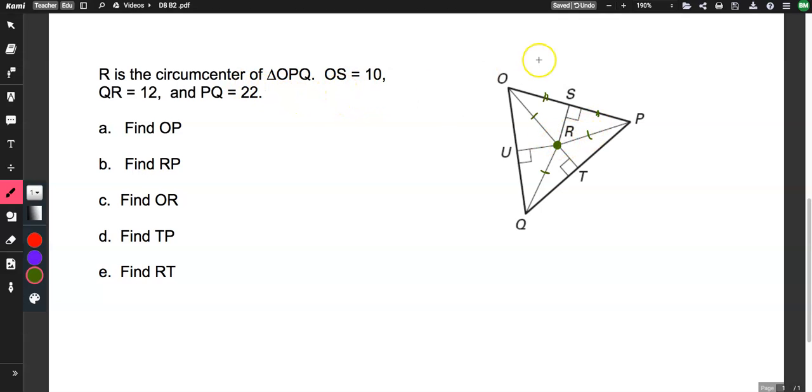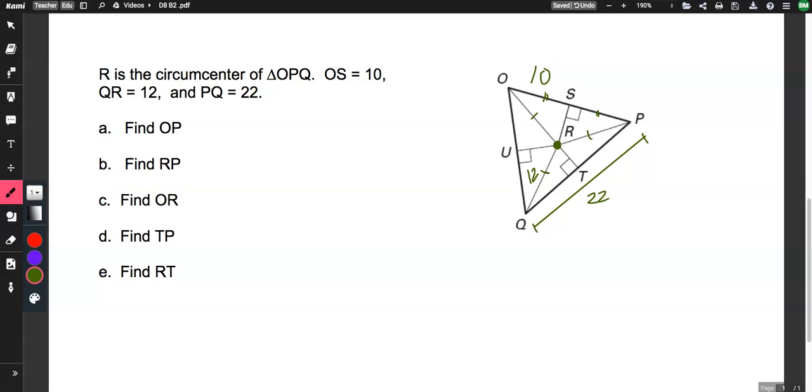It says OS equals 10. QR equals 12, put that on our picture. Labeling the picture is going to help you the most when you're doing any problems in geometry, so make sure you're labeling. And PQ equals 22, so I'm going to draw a segment out here, 22. Now we're going to use that information to find a bunch of other pieces. I want you to try this one on your own based on what we did in the last problem, now that you have some of the labelings on, and see if you can find all of these missing pieces.